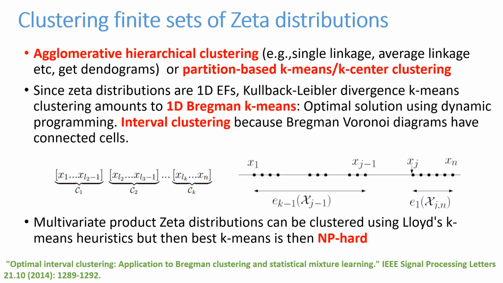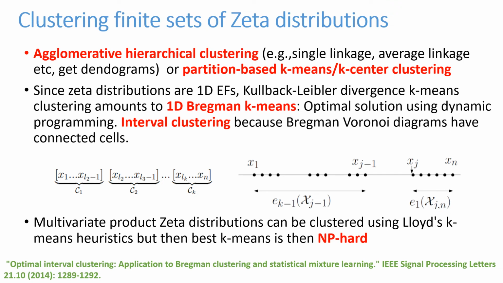Let us now cluster a set of n text documents by their corresponding Zipf distribution, which are relaxed to zeta distribution. So all their supports coincide to the natural integers. We can either use partition-based flat clustering, like the k-means or k-center clustering techniques, or some hierarchical clustering method.